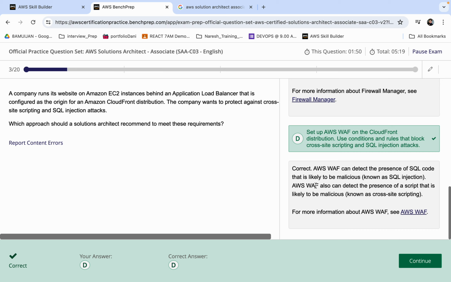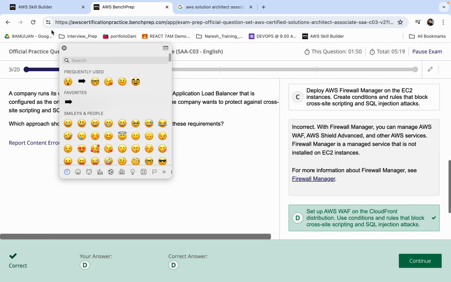You know that WAF will basically protect against unnecessary SQL injection and malicious activity, whatever will be coming.